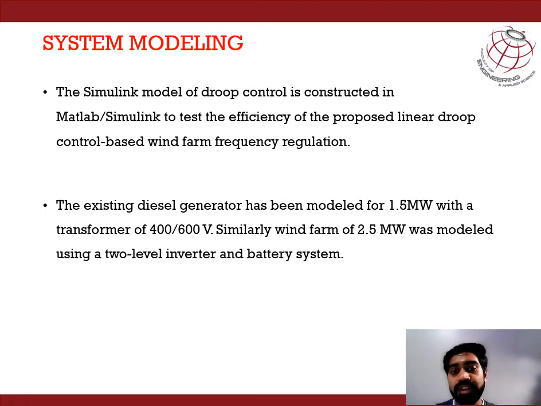So we have modeled a diesel generator of 1.5 megawatt with a 2.5 megawatt wind farm, which is proposed in NAN location. It's coupled with a transformer, which is 400 volts to 600 volts on the secondary side. So in the upcoming slides, I'll present the simulation and simulation results.